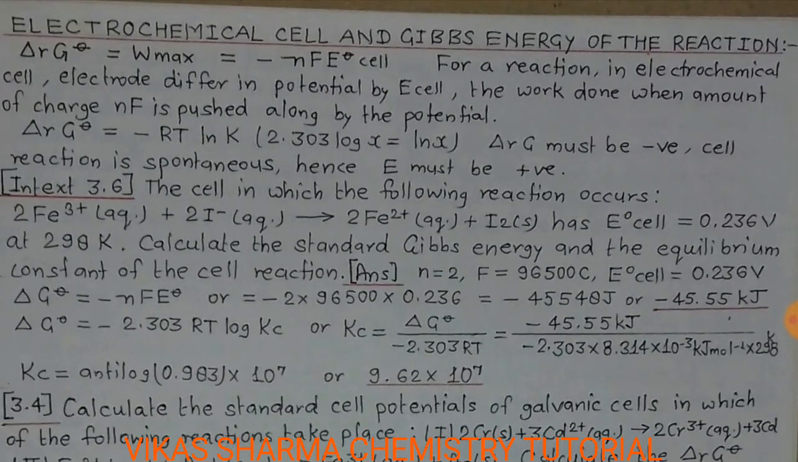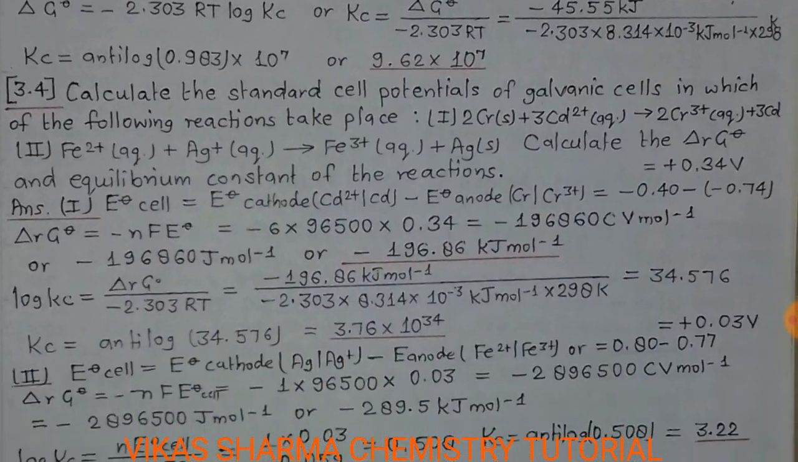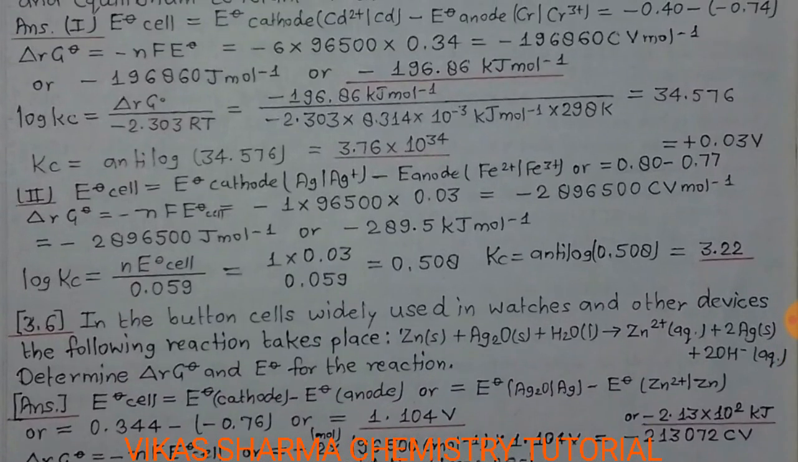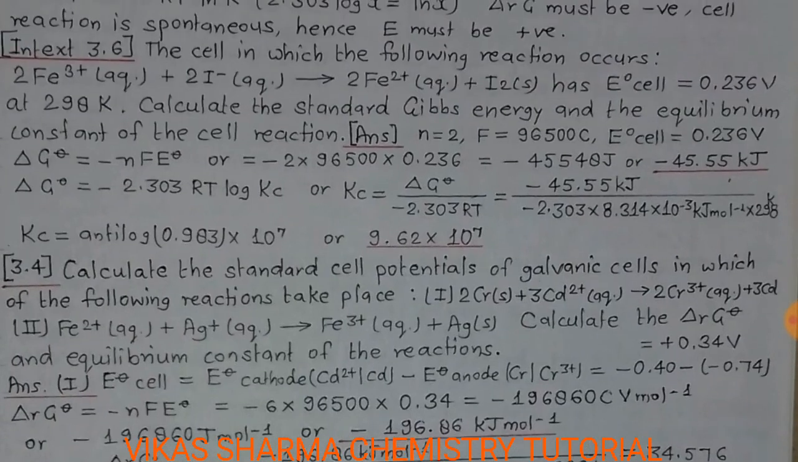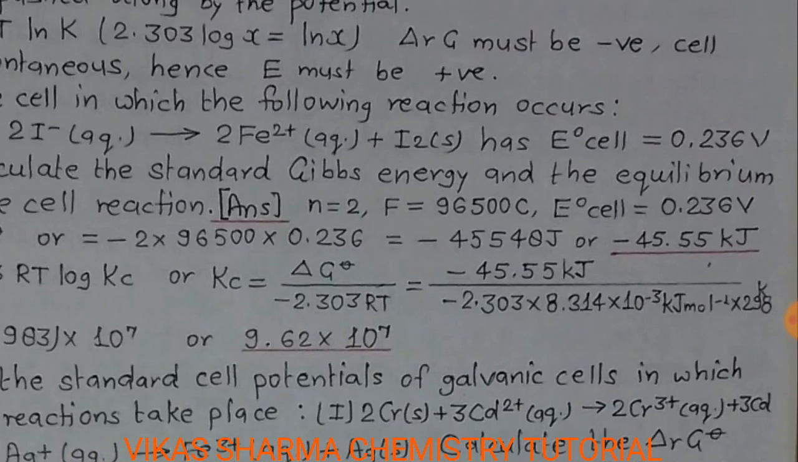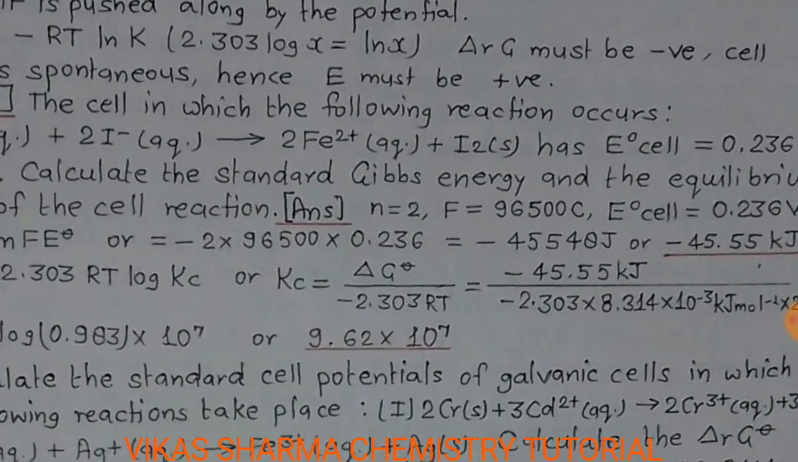So student, in the NCERT book, in-text questions 3.4 and 3.6, these questions are based on these figures. So we can solve the question in-text 3.6. In this question, the cell in which the following reaction occurs: 2Fe3+ aqueous plus 2I- aqueous gives 2Fe2+ aqueous and I2. So student, it is very easy.